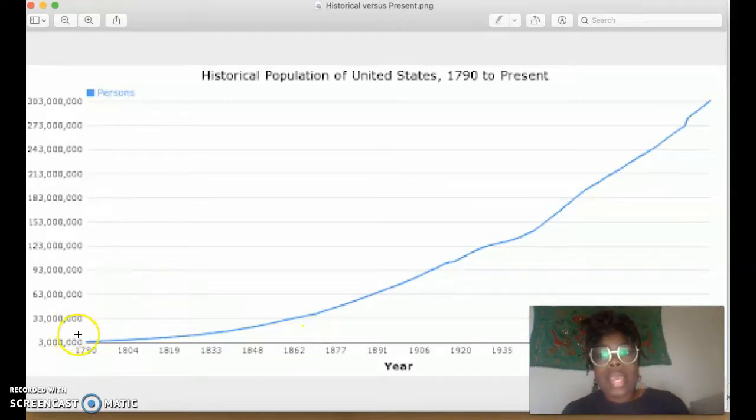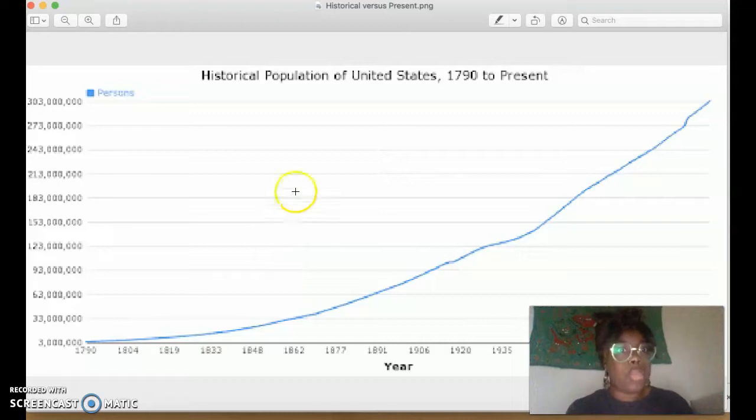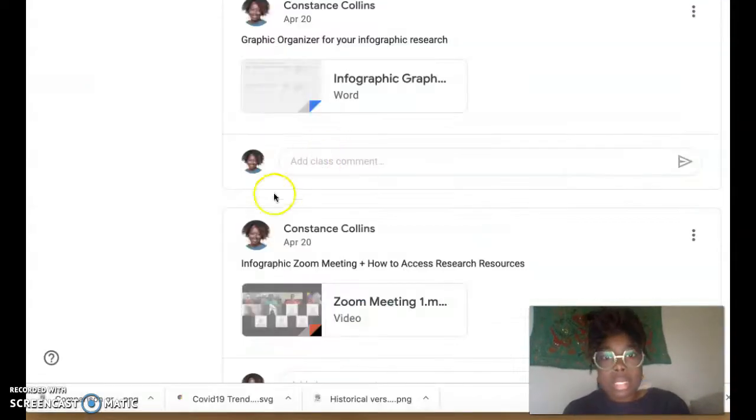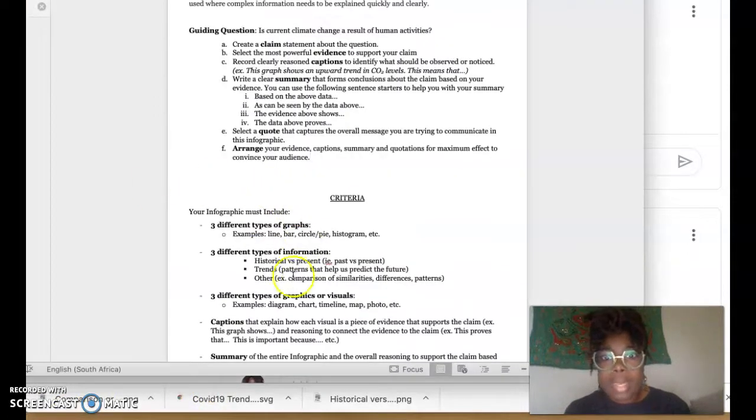So that historical data, this is about the population of the United States, but as you can tell, it's from one period, so 1790 to 2008. It's showing a difference in population over time. So that's historical data.